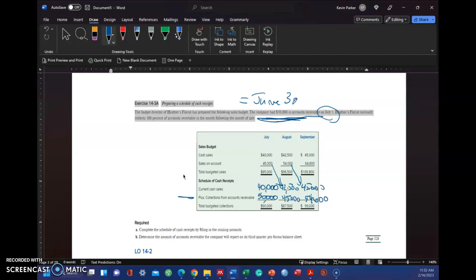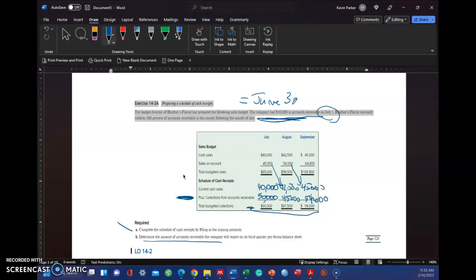Okay? So B, we're done with A. B says determine, again, let me go back. Please do not make that a plug. Make sure you can calculate either one of these independent of each other. It's just a cushion. They didn't even need to give you the total. They could have just left it blank and you had to calculate it, okay?